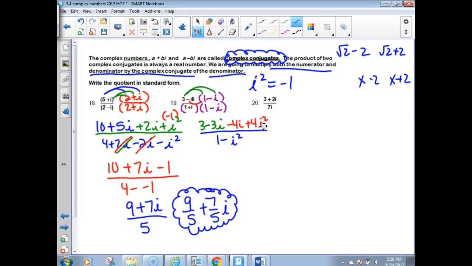Okay, now replace your i squareds with negative 1 and combine any like terms. So I have 3 minus 7i plus 4 times negative 1. And I got 1 minus negative 1 on the bottom. 3 plus negative 4 is what we'll have at the end. So that's going to be negative 1 minus 7i on top, 2 on the bottom. And if I rewrite that in real plus imaginary, it'd be negative 1/2 minus 7/2 i.